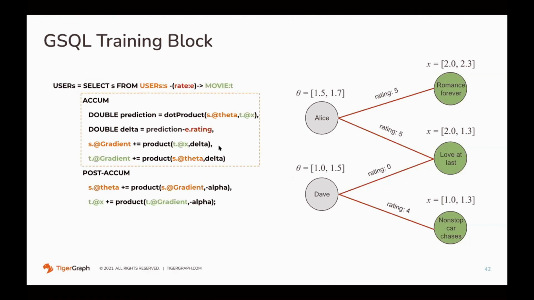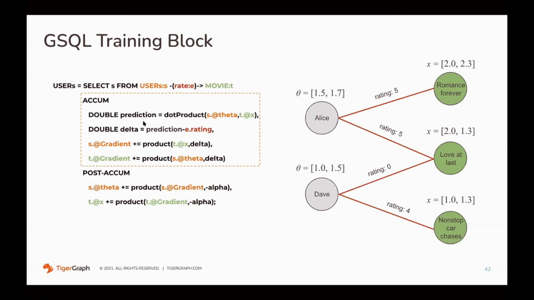Then it goes to the accum block. The accum block in GSQL processes all the edges separately, and it does so in parallel. This is basically like a map reduce process: it processes everything and then reduces in the post accum.